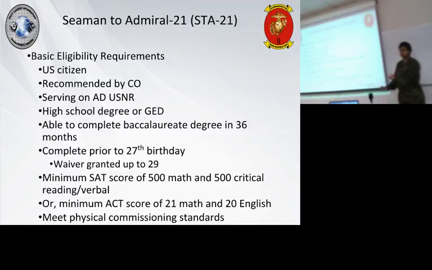Remember I said some of the programs will do a 2-year waiver. This is one of them where they'll waive up to 2 years. You have to have a minimum SAT score of 500 on your math and 500 on critical reading or verbal.